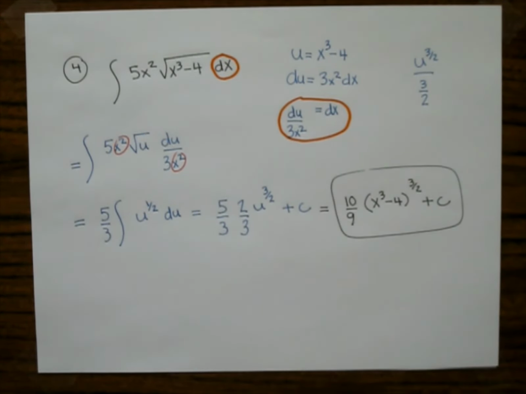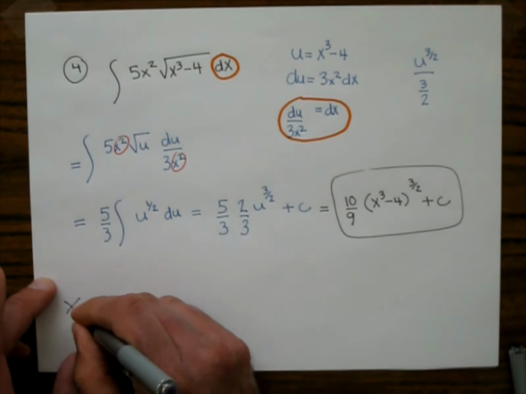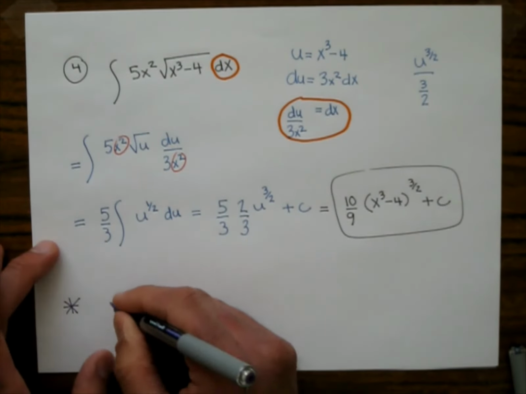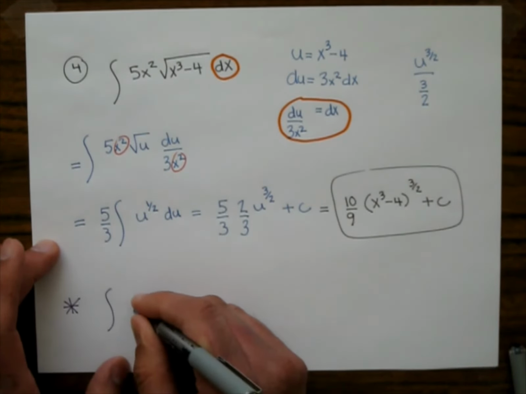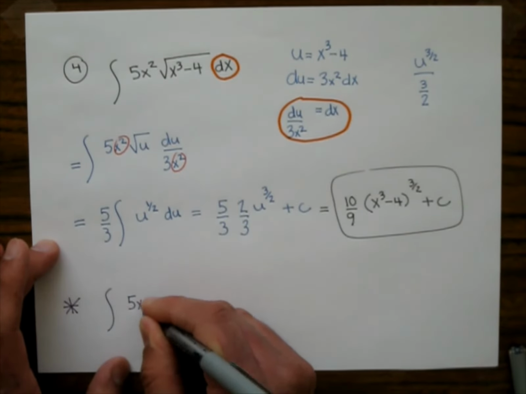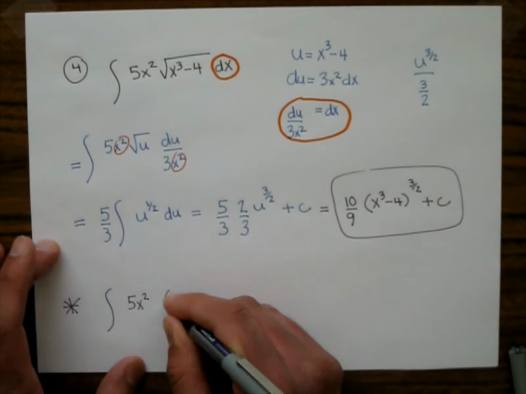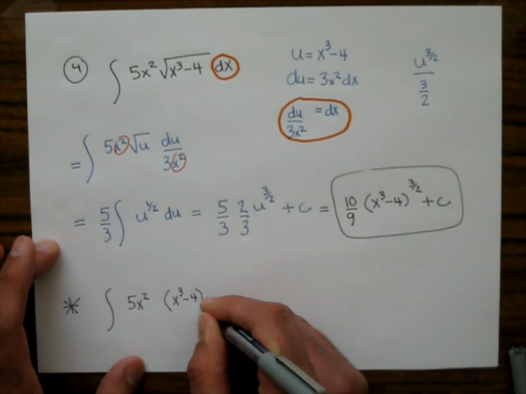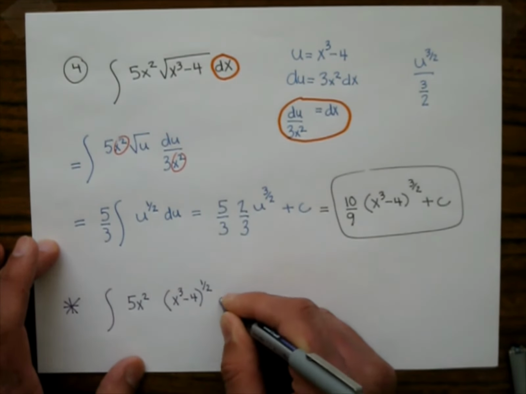There's the answer. Once again, I'm going to do this the purple way, and some of you are just going to fast forward the video. The purple way, see if we can do this. So this is 5x squared times (x cubed minus 4) to the 1/2 dx.